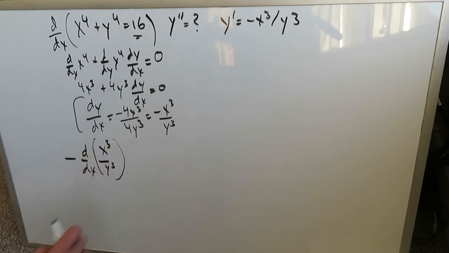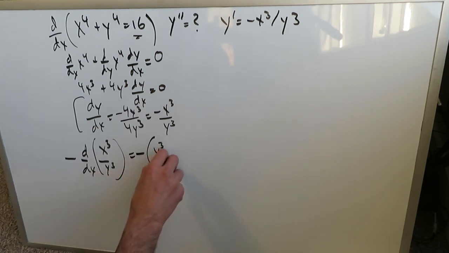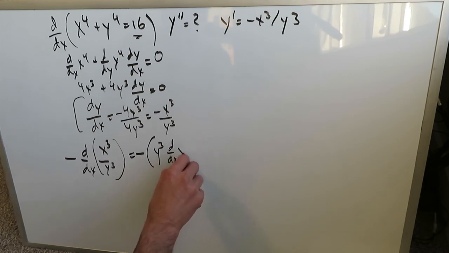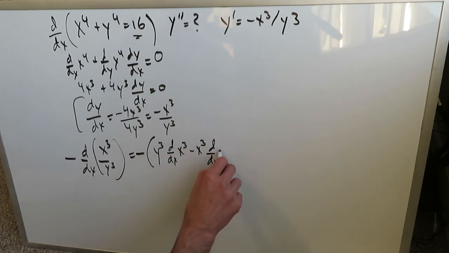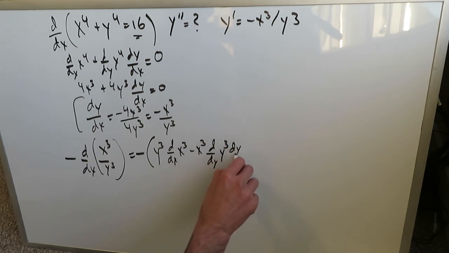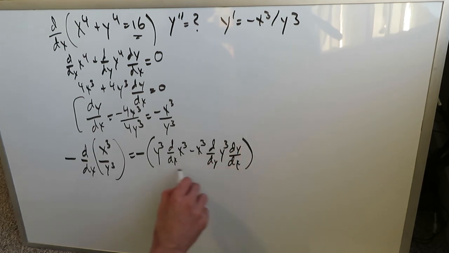This is nothing more than the quotient rule kicking in, except we have two different variables, but the same idea. We'll have the g function multiplying by the derivative of the f function, minus the f function multiplying by the derivative of the g function, dy over dx, all of that coming into place, divided by the g function squared, which is y cubed squared, y to the 6th.